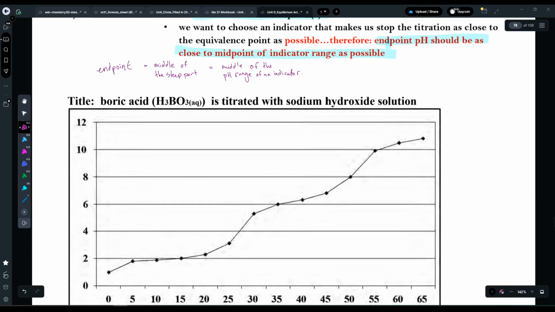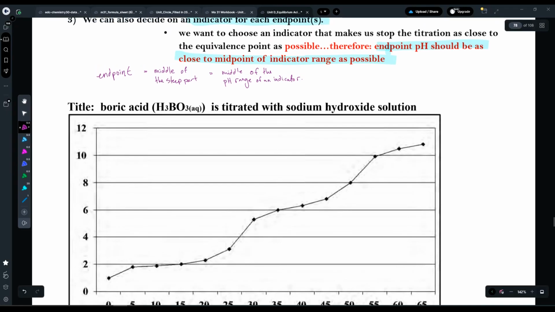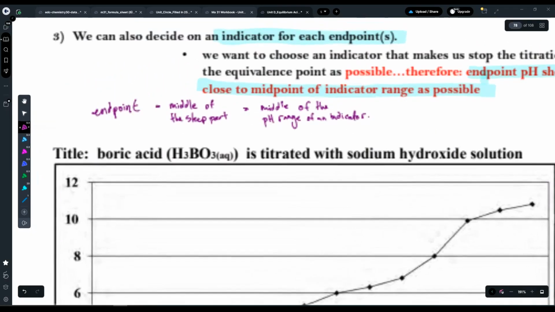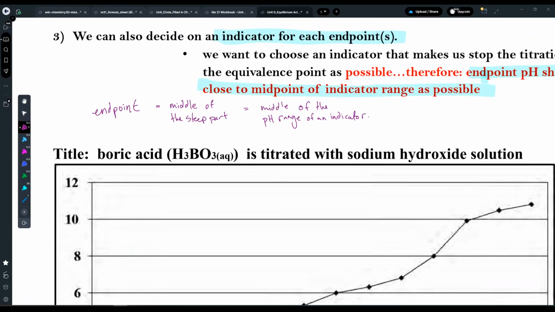All right, so let's just take a look at this pH curve where boric acid is being titrated with a sodium hydroxide solution. So even without looking at the pH curve, the title tells you a couple of things. You're going to want to look out for "titrated with," because whatever solution comes after those words, that's going to be your titrant.